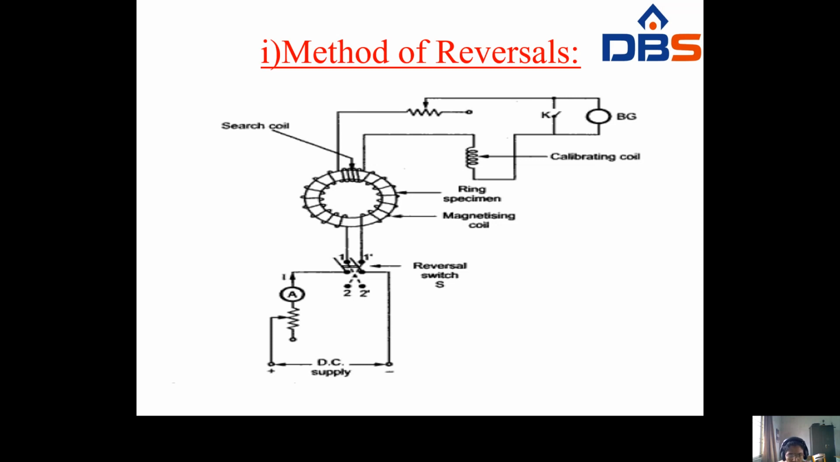The magnetizing coil terminals are connected to a reversing switch. Here you connect an ammeter and a rheostat, and for this you connect a DC supply. On this side of the ring specimen you connect a calibrating coil and rheostat, and one switch, and a ballistic galvanometer. This is the construction and arrangement of the method of reversals.